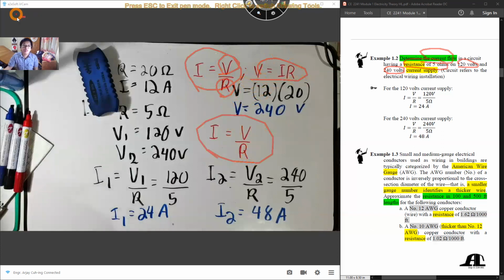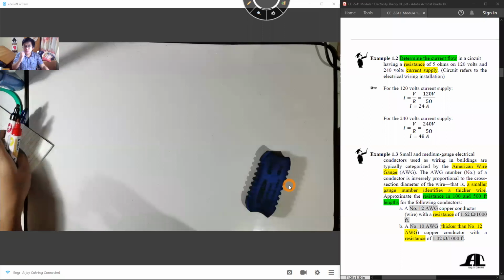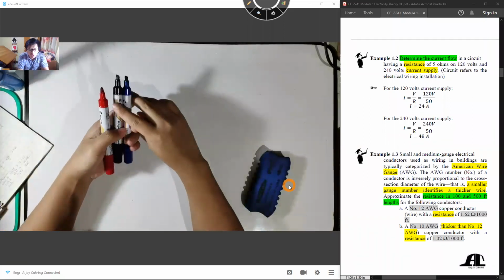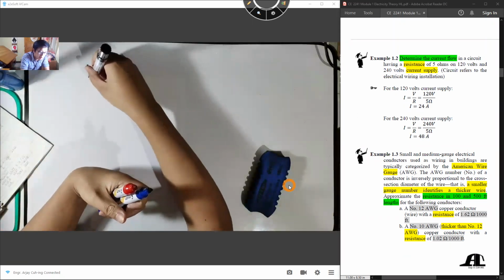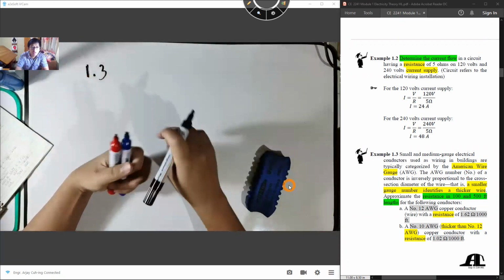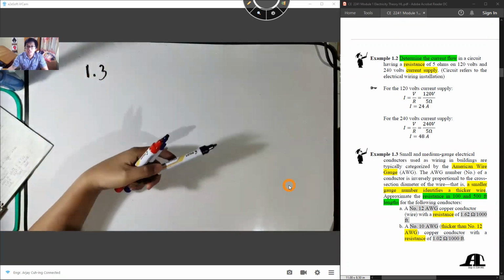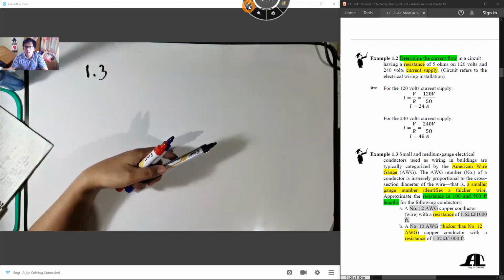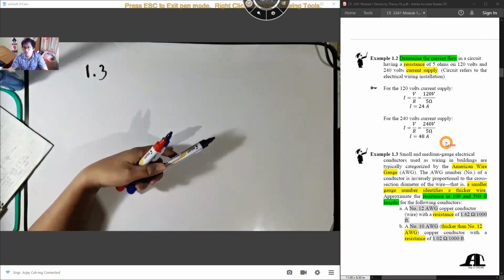Yung gusto natin. So, erase ko lang class, no? So, tuloy natin class. So, tapos na tayo sa examples 1.1 tsaka 1.2. So, example 1.3 naman tayo. Okay? So, ano class ang given sa example 1.3? So, meron daw tayong small to medium gauge electrical conductor, no?